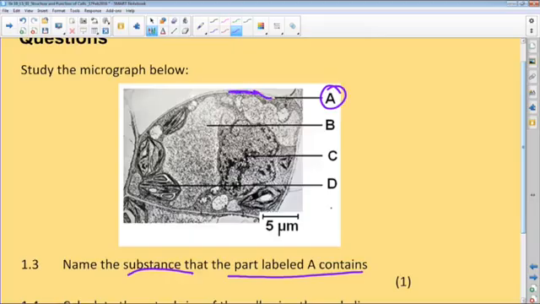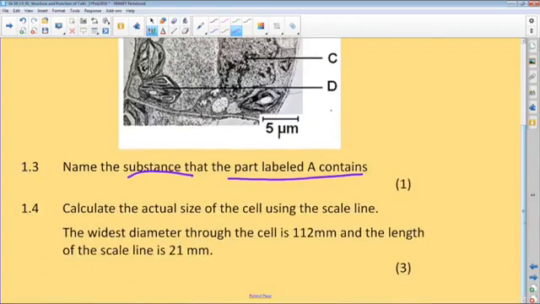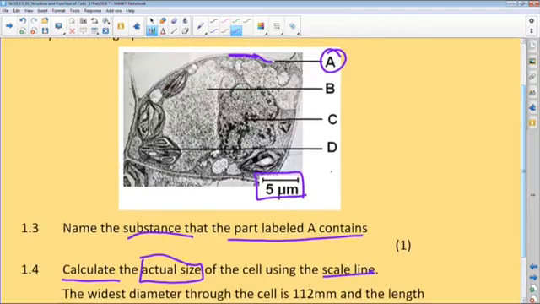Very important. Next one. Calculate the actual size of the cell using a scale line. I'll explain it in a few minutes. There's a scale line, and remember, when you measure, you always measure the biggest distance, from there all the way to there, to the longest part of the cell.